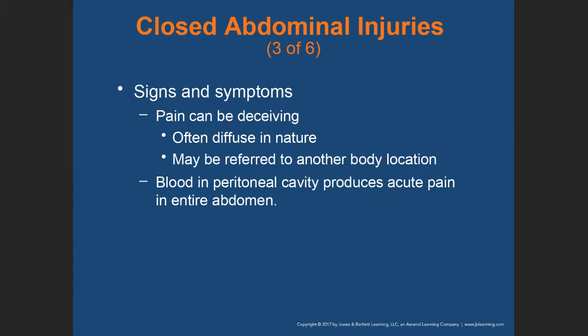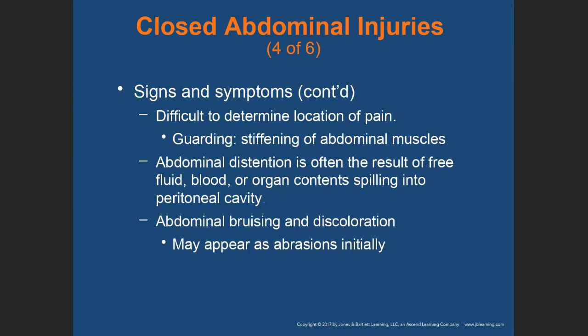Blood in the peritoneal cavity produces acute pain in the entire abdomen. Now, signs and symptoms. It is difficult to determine the location of pain.